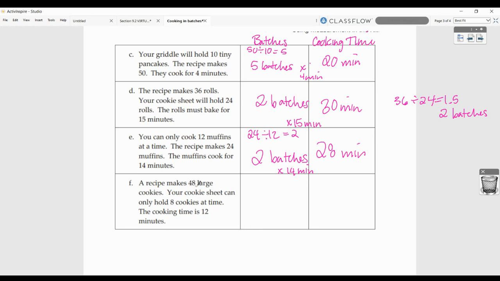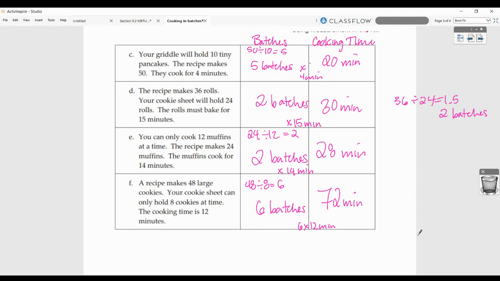Okay, and then last one, 48 large cookies. You can only do 8 large cookies at a time, so this is going to take you a while. When you do 48 divided by how much it is in one batch, you get 6. So you have to do this 6 times in a row. This would be useful if you had a bunch of pans besides one. Okay, so let's do 6 times 12 minutes. This is going to take you 72 minutes. All right. So 1 hour and 12 minutes to do this whole process.